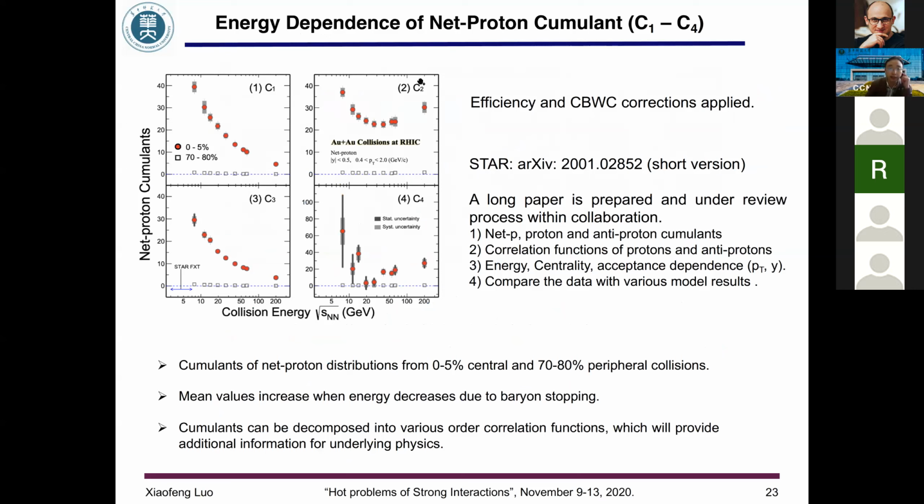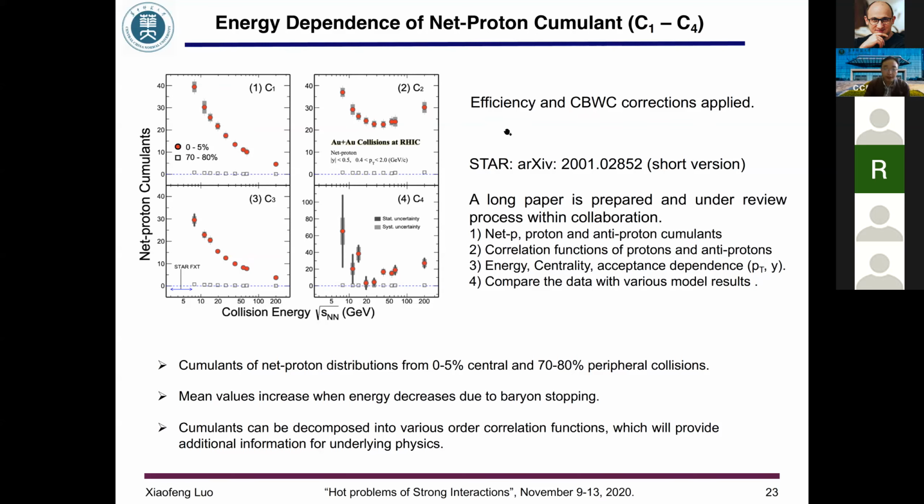Here I show you the energy dependence of net proton cumulants C1 to C4 as a function of the collision energy for two different centralities. The red one is 0 to 5%, and the empty marker is 70 to 80%. From high energy to low energy, you can see this increasing trend of the mean value, which reflects the baryon stopping, and also the high order fluctuations C2, C3, and C4.